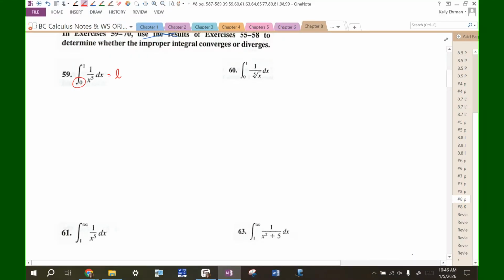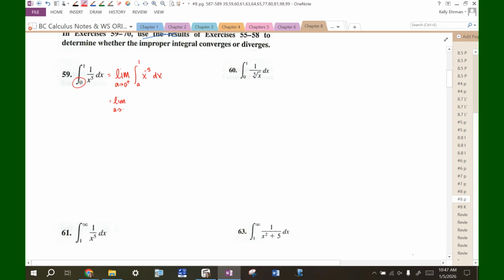So, this is going to need to be the limit as a approaches 0 from the right of the integral from a to 1 of x to the negative fifth dx. I don't need to do u substitution here. I can just get right down to integrating.